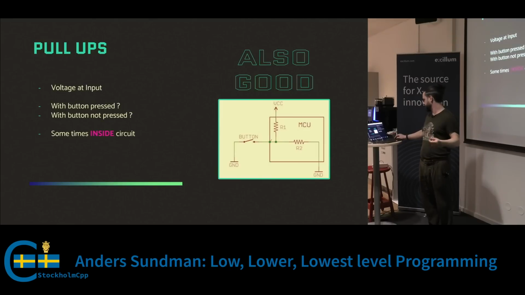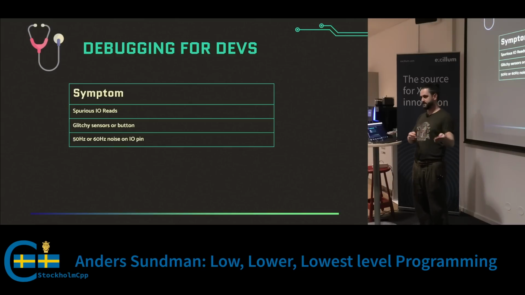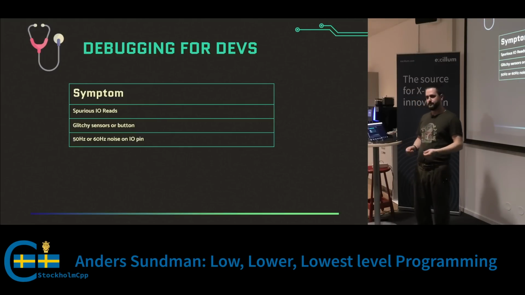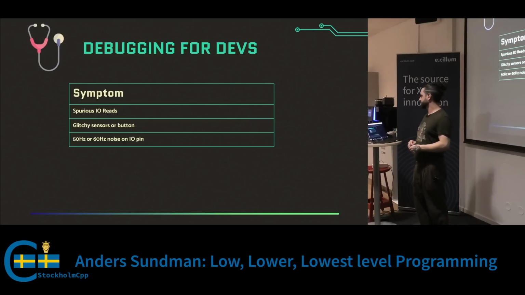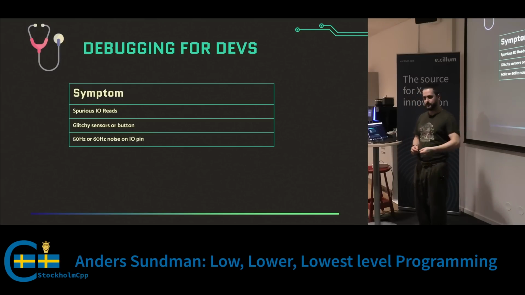So if this happens to you, how does it look? If you read from an I/O pin, you will get spurious reads sometimes, and it will be asymmetric. Typically either the high or the low will be stable, but the other one will be flaky. If we're building a counter for a button, for instance, you will get the wrong count, and you will typically see noise at the power grid frequencies.